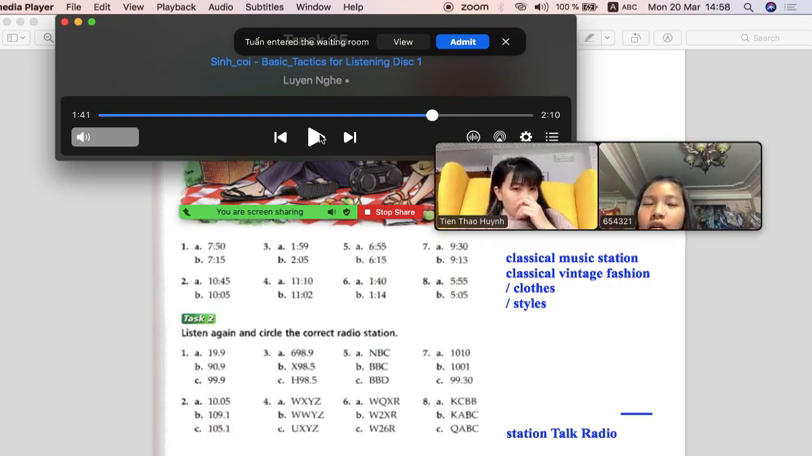What is the station about? All the news all the time. The station is about all the news all the time, yes?